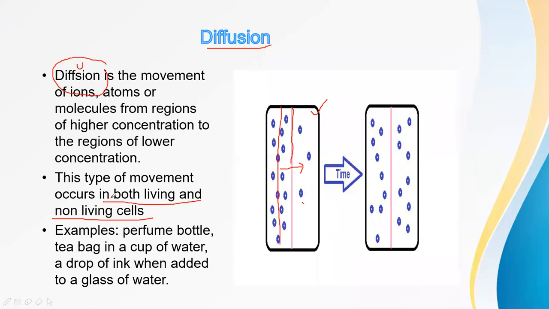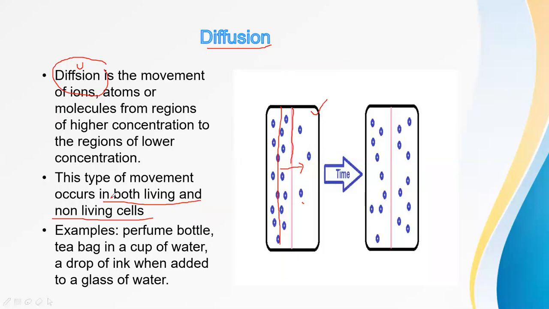When you take a perfume bottle, inside of this perfume bottle it has a concentration of perfume. When you open this perfume bottle cap and spray into the air, these high concentration perfume molecules spread all over the room. Here, the high concentration perfume molecules move to the low concentration area.